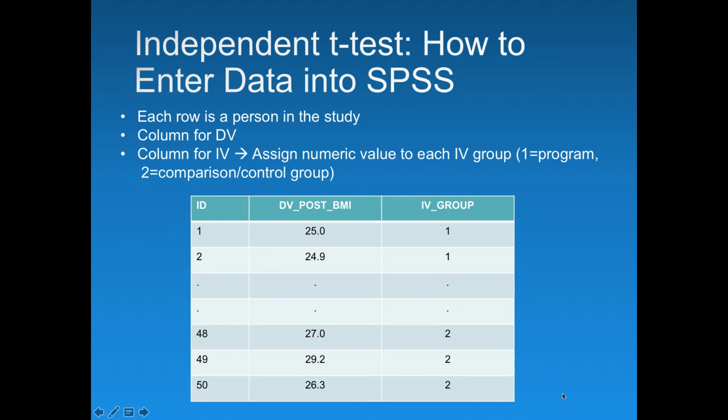So this first row here is one person, which is super exciting. And then row 48 down here is another person. They had a BMI of 27.0 and they were in the control group. Whereas this first person had a BMI of 25.0 and they were in the program group.